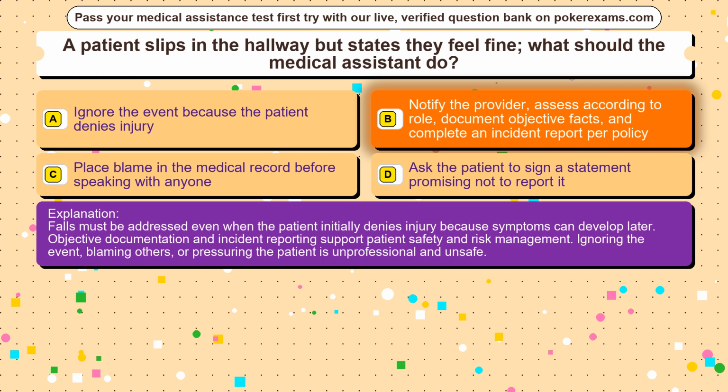Falls must be addressed even when the patient initially denies injury because symptoms can develop later. Objective documentation and incident reporting support patient safety and risk management. Ignoring the event, blaming others, or pressuring the patient is unprofessional and unsafe.